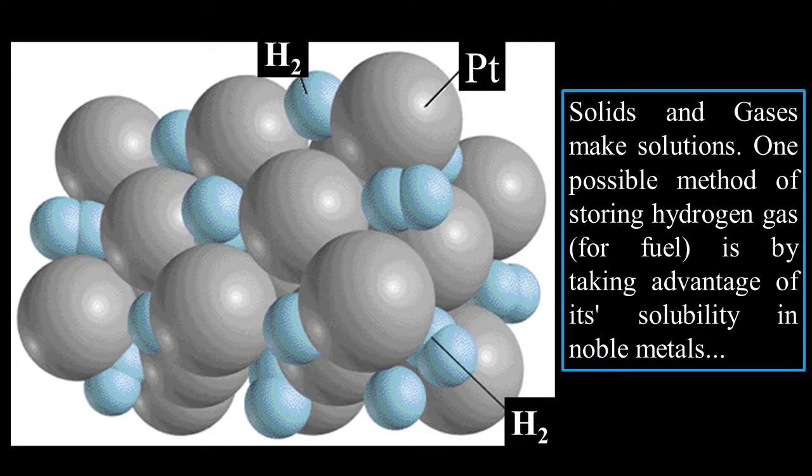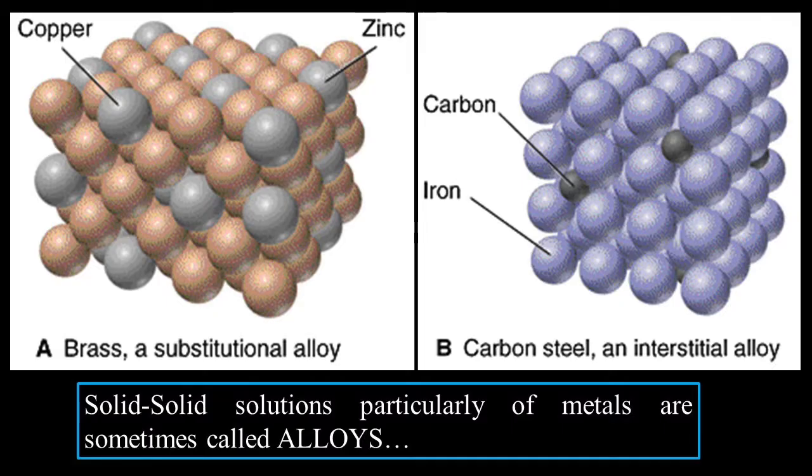Solids and gases make solutions. One possible method of storing hydrogen gas for fuel is by taking advantage of its solubility in noble metals. And noble metals such as gold or platinum do not react with really very many chemicals, so they're called noble metals, such as the noble gases are also unreactive with other elements. So the noble gases. Here's hydrogen dissolved in platinum.